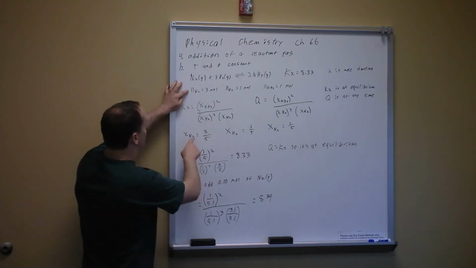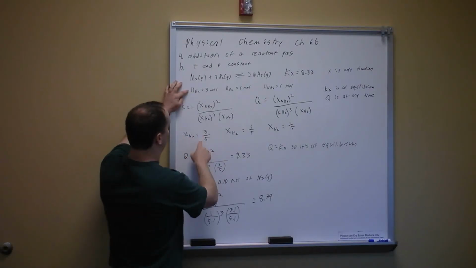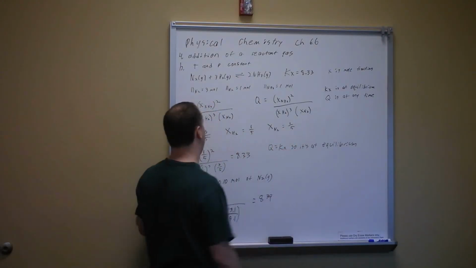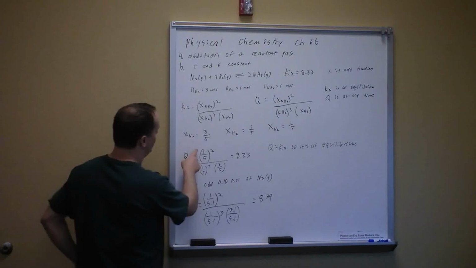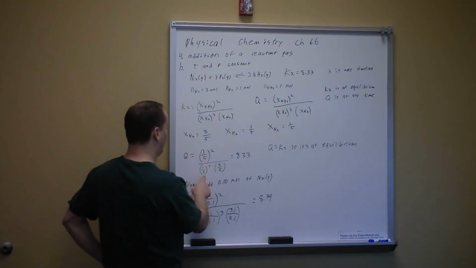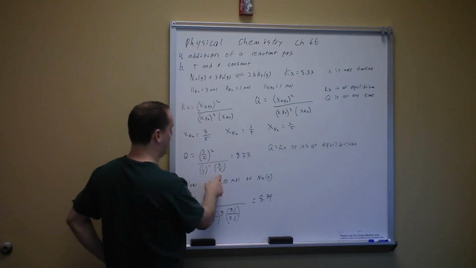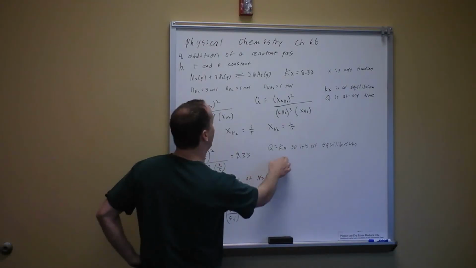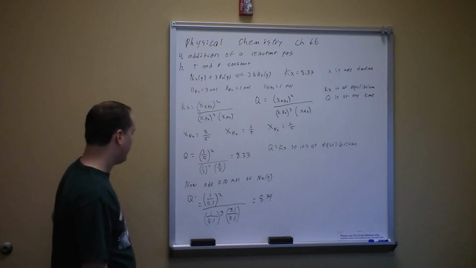Now, for what we're given, we know that the mole fraction of N2 is just 3/5. Mole fraction of H2 is just 1/5, and mole fraction of NH3 is just 1/5. So plugging that in for Q, we get 1/5 squared over 1/5 cubed times 3/5. That comes out to 8.33. Q is equal to Kx, so right now our system is in equilibrium.